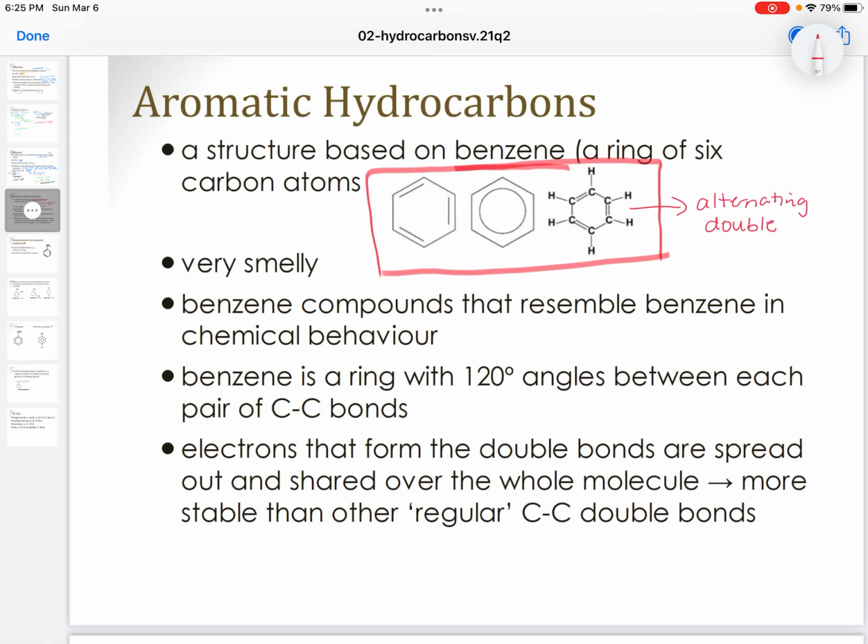Carbon at the top here, if we call that carbon 1, no double bond. Carbon 2, double bond. 3, no double bond. 4, double bond. 5, no double bond. 6, double bond. So it's alternating. So again, sort of like when we talked about polyatomic ion structures, and I said you can get something called resonance, where the double bonds can kind of move around, which means, as in this last bullet here, electrons that form the double bonds are spread out and shared over the whole molecule.